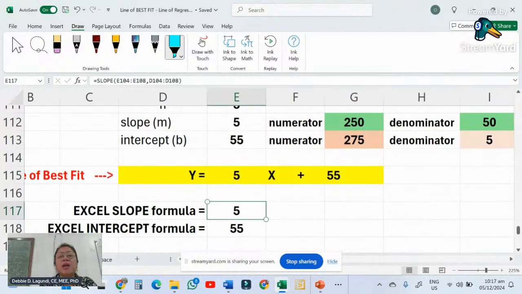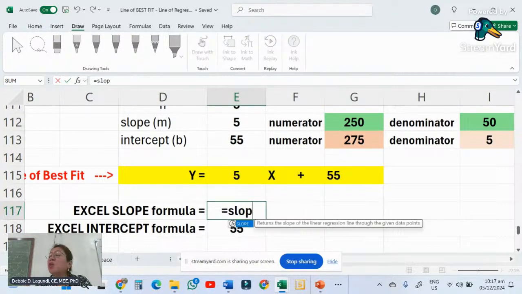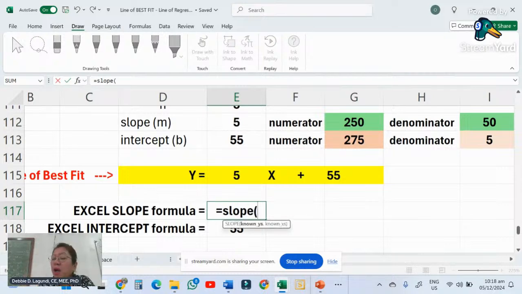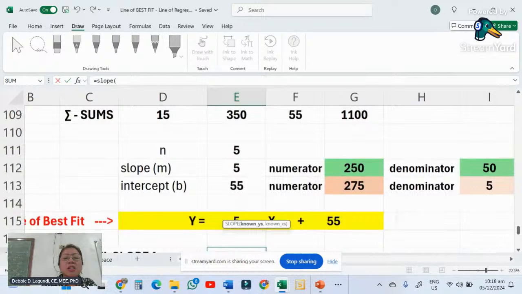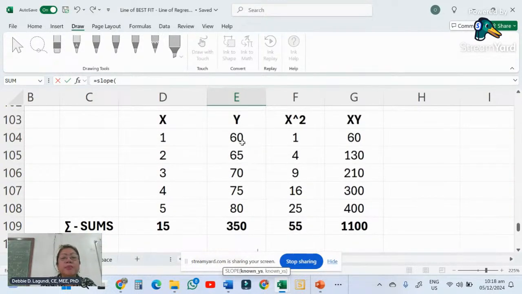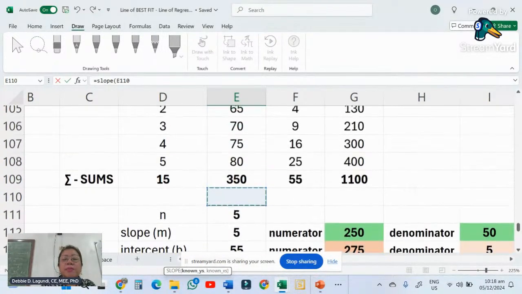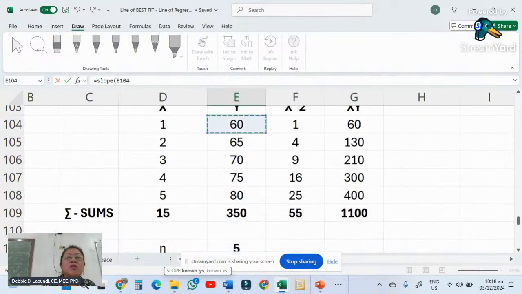So how do we get 5 as the slope? You just type equals and then use the formula SLOPE. Open bracket, and then it should be y, comma, x. That is the syntax. For slope, you go to y, and then you have to shade the y range.